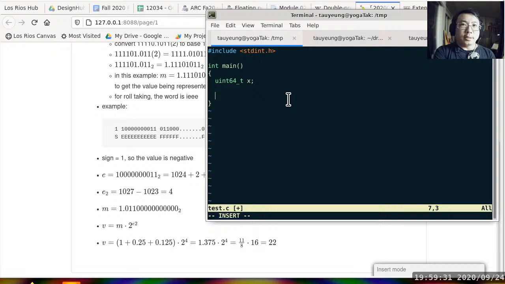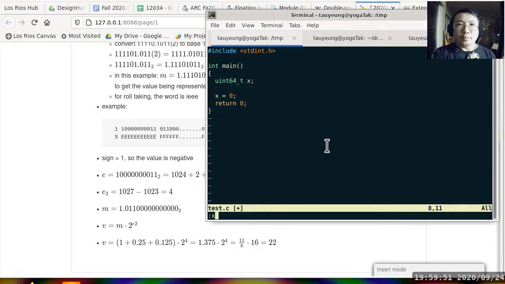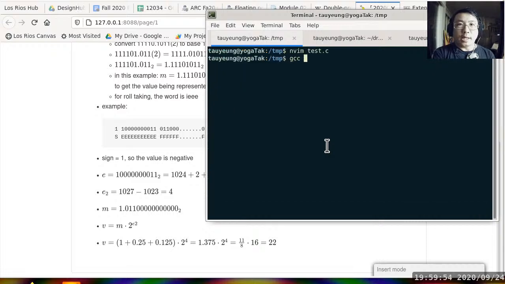So let's finish this magical program. We'll say x equals 0, return 0, and here it is. This is the entire program that I need to verify that this kind of insane bit pattern is really just representing -22. All right, so we'll get out of the editor and get it compiled. So we have gcc -g to include debug information, -o to specify the name of the executable, and then test.c to specify the source code, and press the enter key. No syntax error. So everything is good.